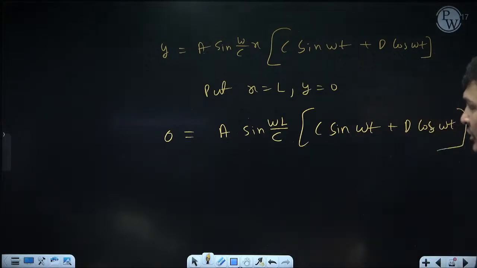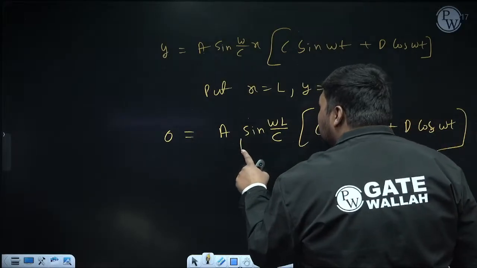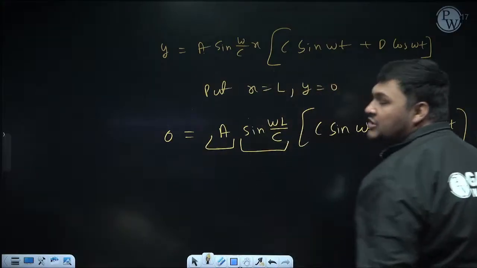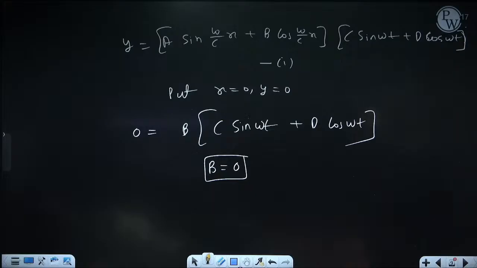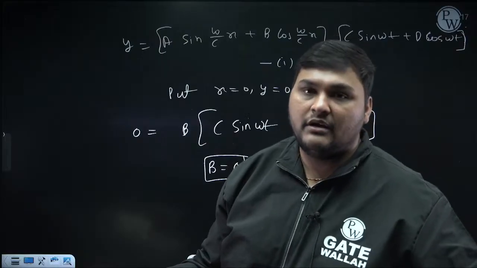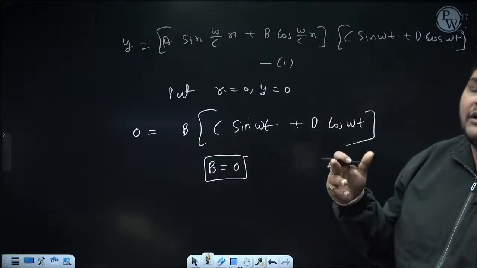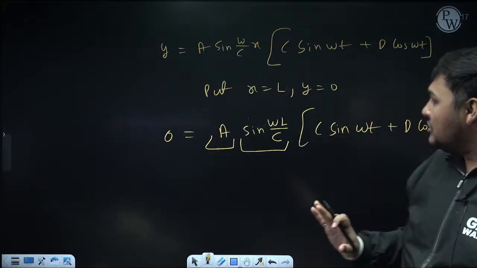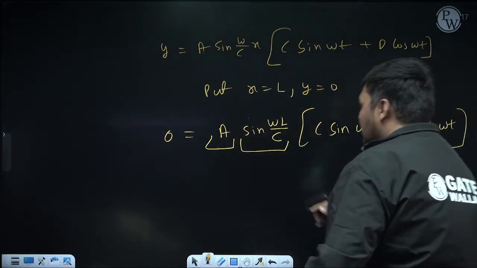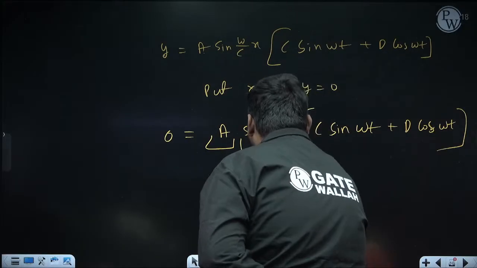Here I am going to make an important conclusion. Now when will this be 0? See, it will be 0 when this part is 0. Reason: A cannot be 0. You will say, sir, it will be 0 when A is also 0. But if both A and B are 0, it means y is always 0, and y always 0 means no vibration is occurring. But right now, since vibration is occurring, y will definitely not always be 0. So that's why A cannot be 0. So if A cannot be 0, this is only possible when sin(ωL/C) is 0. This is the most important conclusion.